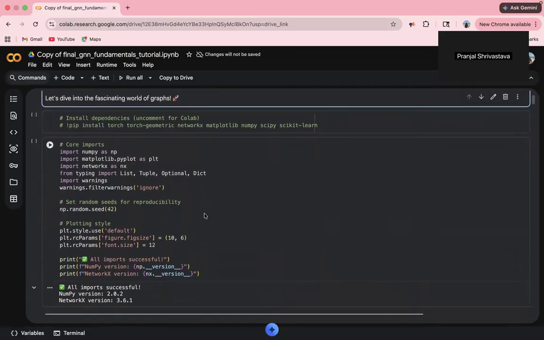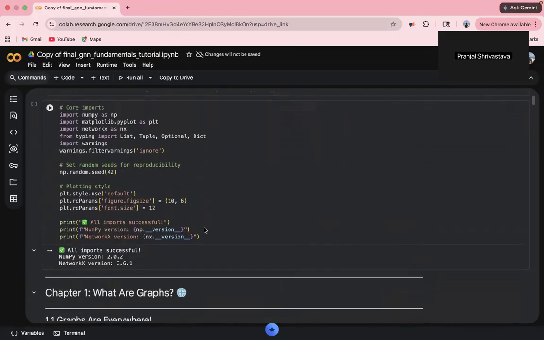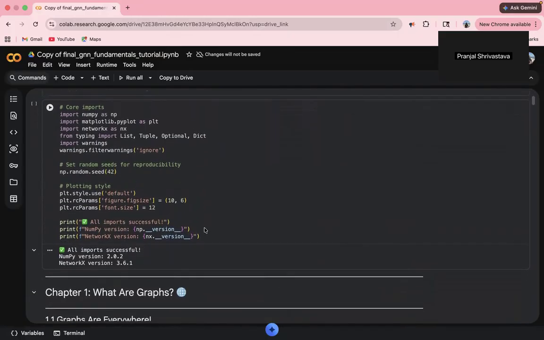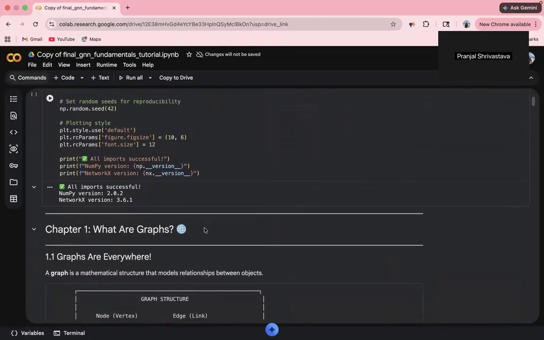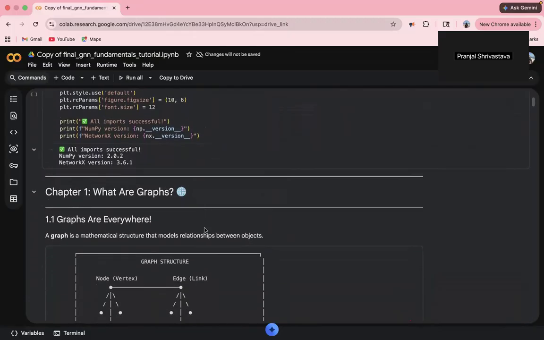Block 1 is the normal imports and setup. We use NumPy for matrix math, matplotlib for visualization, and NetworkX for creating and manipulating graph objects. Notice there is no PyTorch yet. We build the first GCN entirely in NumPy to understand the math before we add the framework.